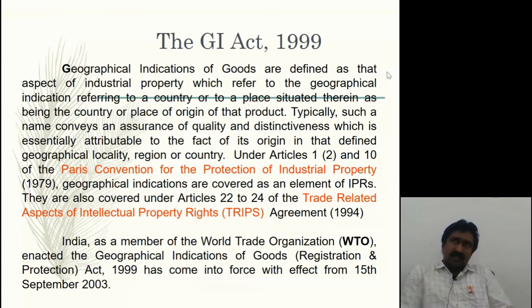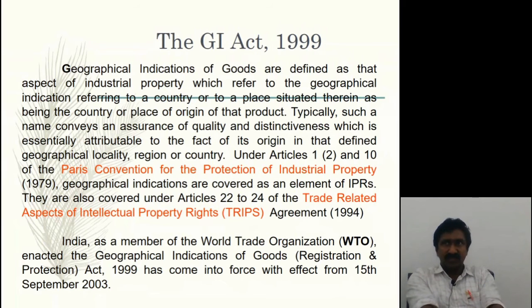So the next one is the Geographical Indication Act of 1999. Geographical indications of goods are defined as that aspect of industrial property which refers to a geographical indication referring to a country or a place situated therein as being the country or place of origin of that product. Which means the product is linked to a particular country or a particular geographical location.